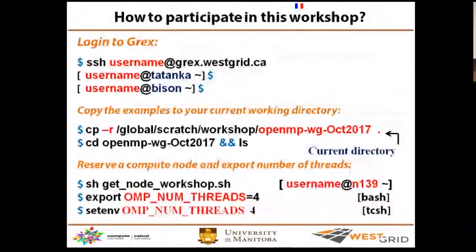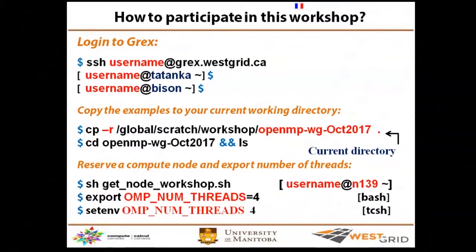Now, once you open your SSH terminal, you need to connect to Grex. To connect to Grex is simple. Just type ssh, your username, the username you have on WestGrid, at grex.westgrid.ca. Once you type this, it will ask you for a password. When you log in, you will end up on Tatanka or Bison. There are two login nodes.